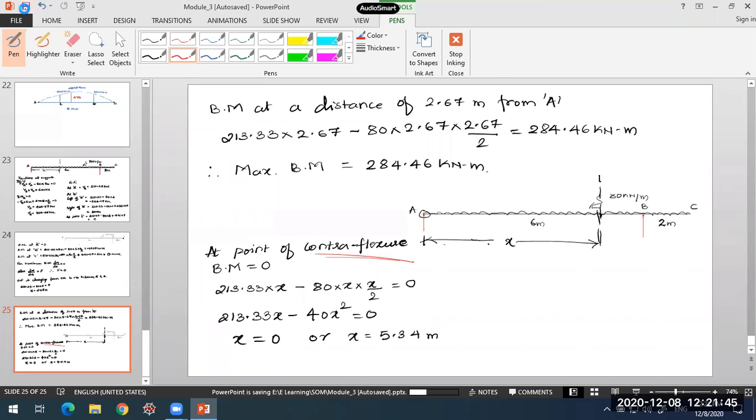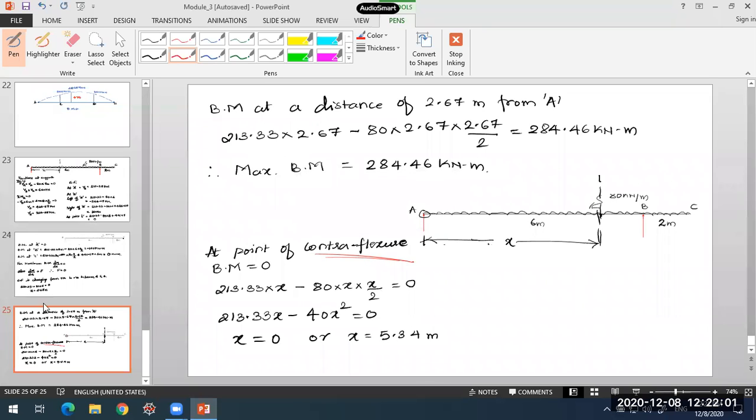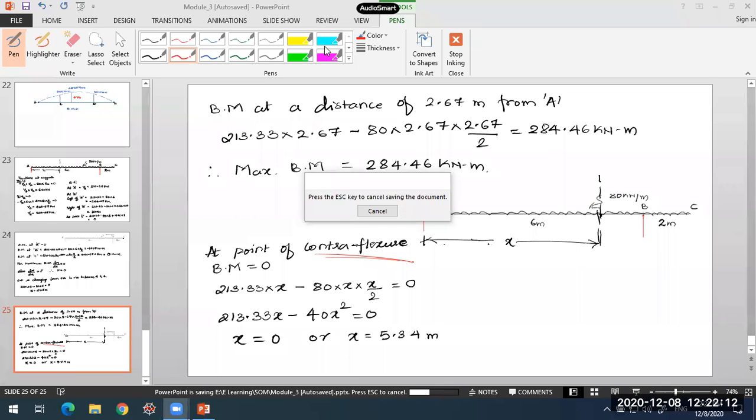We'll stop over here. Try to draw the bending moment and shear force diagram for this beam. Maximum bending moment we have calculated. The distance of the point of contraflexure has been determined. What we are left with is drawing the bending moment and shear force diagram. Try that one. As per the signs, you have to plot the ordinates and connect them.